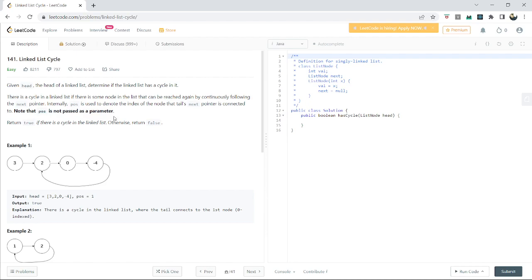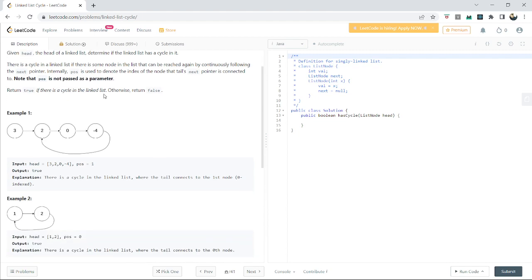Hello everyone. In this video, we will take a look at the linked list cycle problem, where we have to detect whether there is a cycle in the linked list or not. We are given the head node and we have to determine if the linked list has a cycle in it. We return true if there is a cycle in the linked list. Otherwise, we should return false.